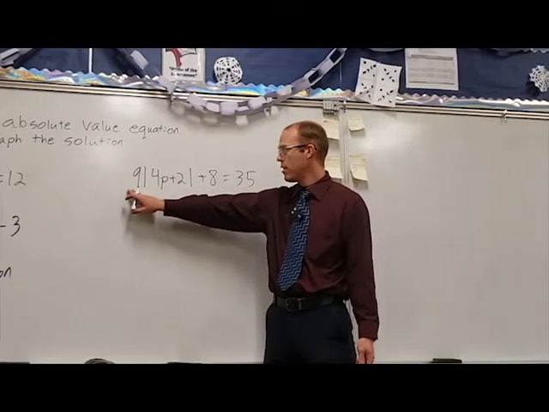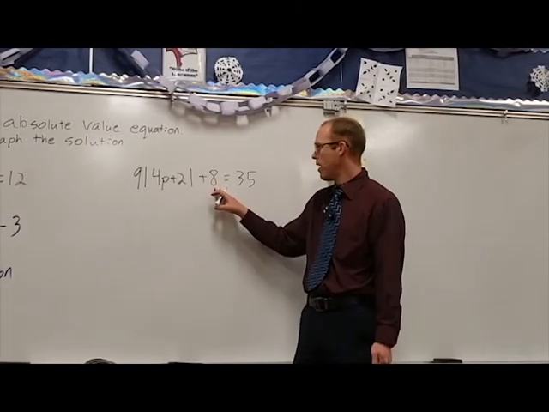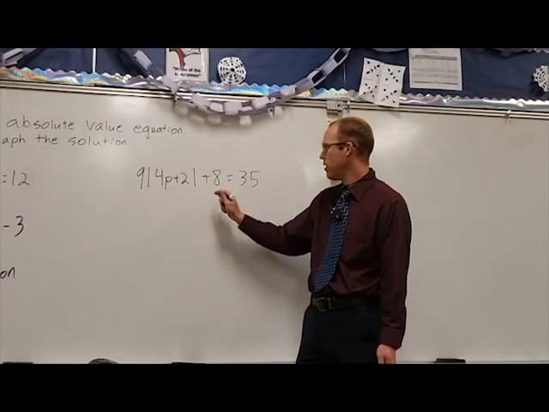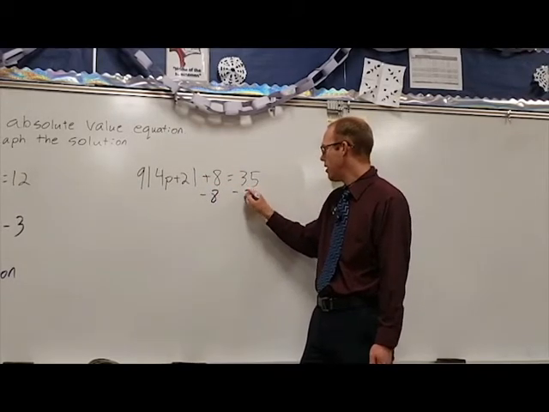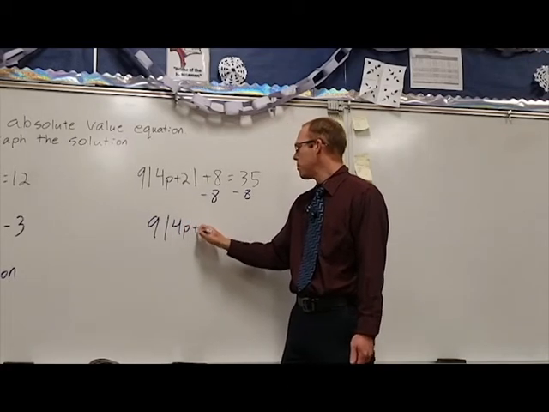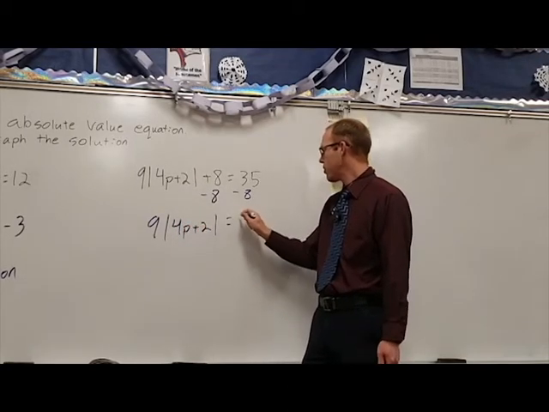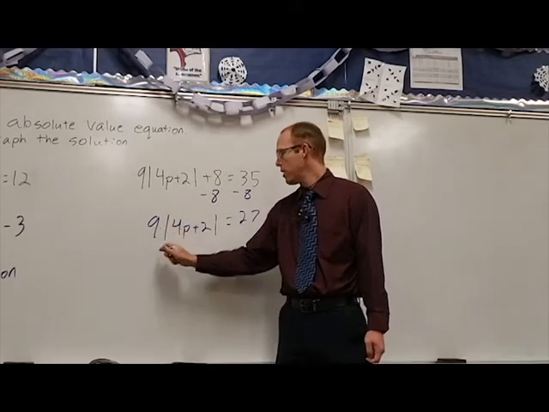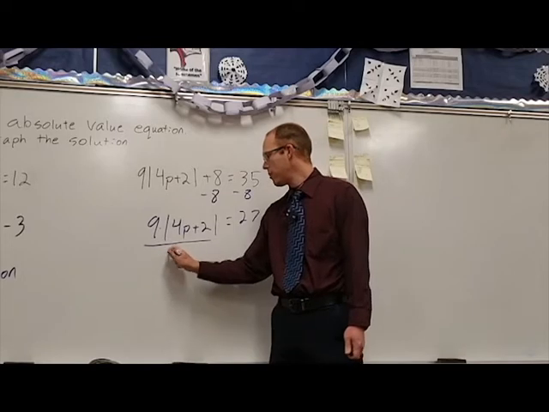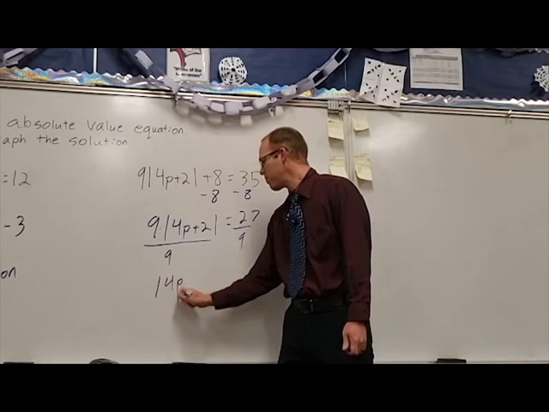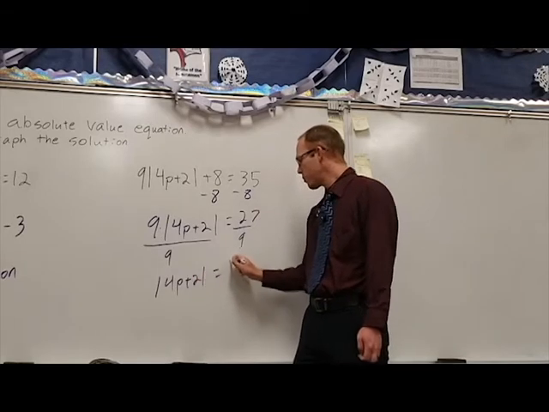We've got this 9 on the outside being multiplied and this 8. We're going to eliminate both of those things. Let's start with eliminating this term here by subtracting 8. So we get 9 times the absolute value of 4p plus 2 equals 27. Now we're going to eliminate the 9. This is multiplication, so we're going to eliminate it by dividing by 9. Dividing by 9, and we get the absolute value of 4p plus 2 equals +3.